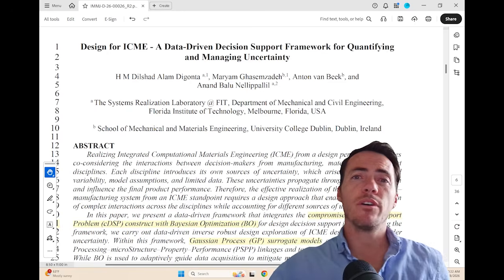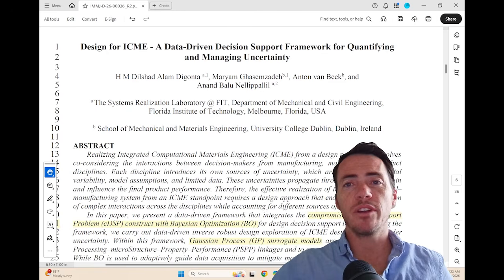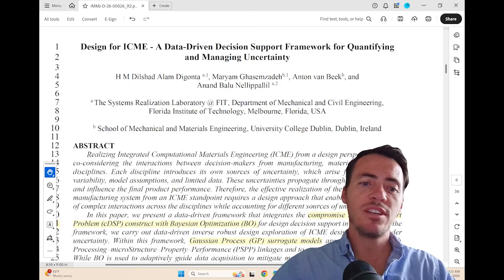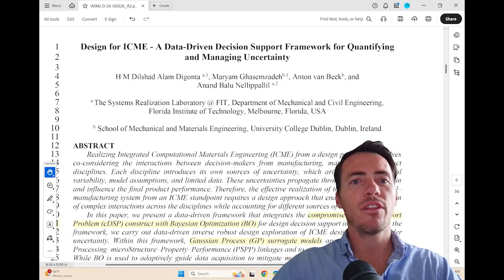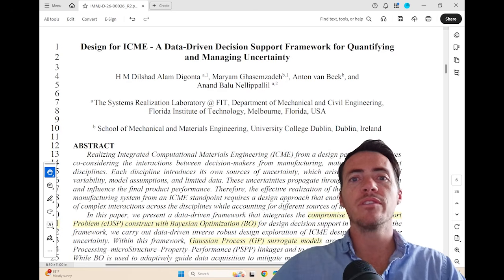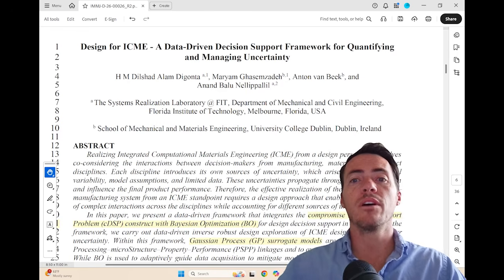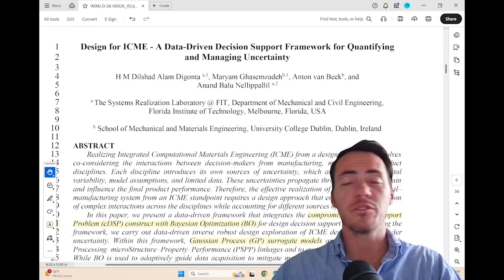I'm the editor-in-chief of Integrating Materials and Manufacturing Innovation, and we have a brand new paper to talk about today. It's all about uncertainty in ICME. The lead author is Digonta and corresponding author is Nellippallil at Florida Institute of Technology, with contributions from workers as well at the University of College Dublin.